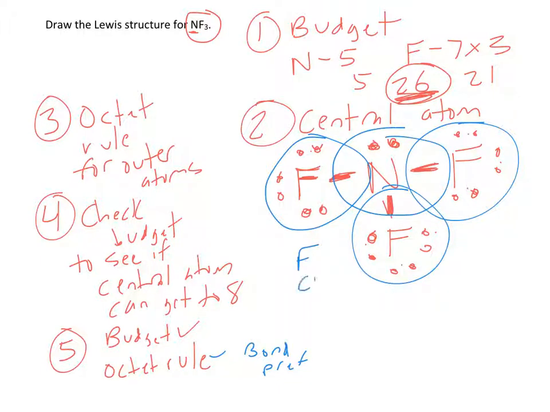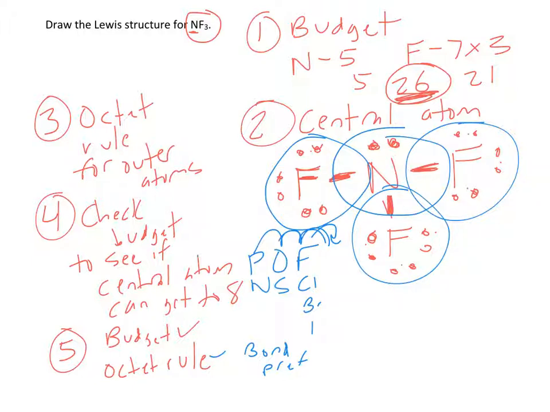So F, Cl, Br, these are all 1 space away from the noble gases. They like to form 1 bond. Whereas the next column over, so we're looking at O, S, etc., they like to form 2 bonds. And then P and N are 3 spaces from the noble gases. They like to form 3. So you like to check and see if the bond preferences are satisfied.